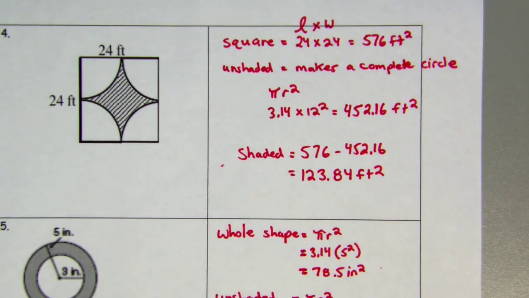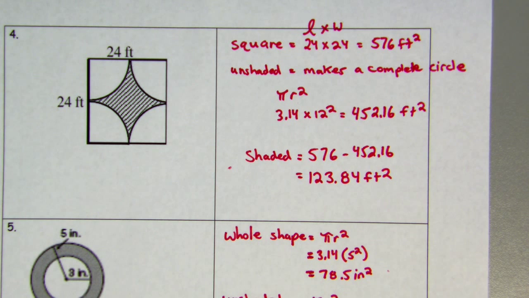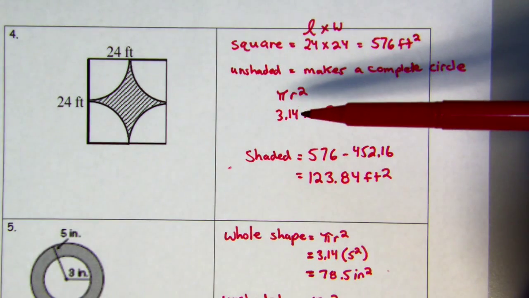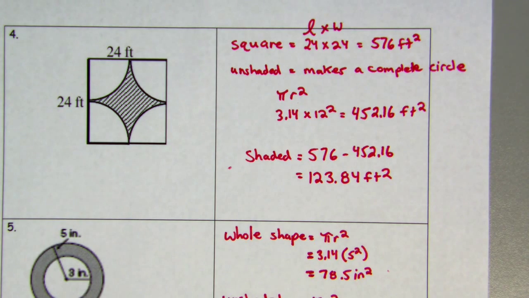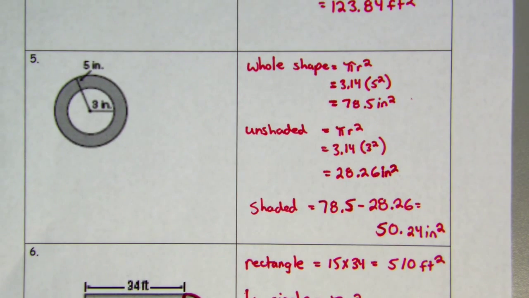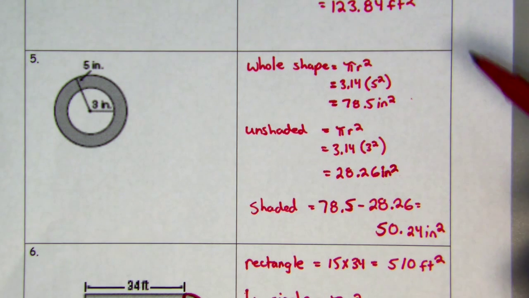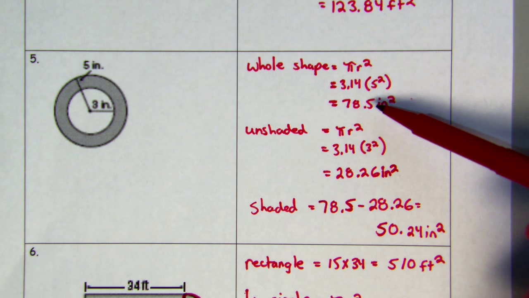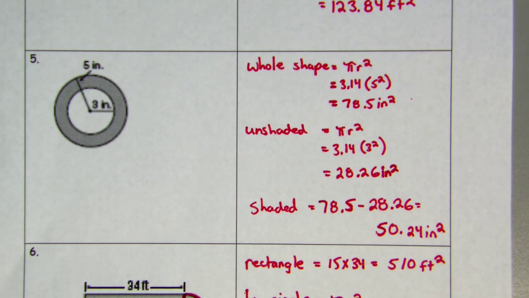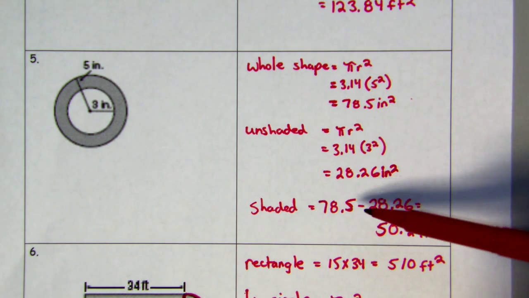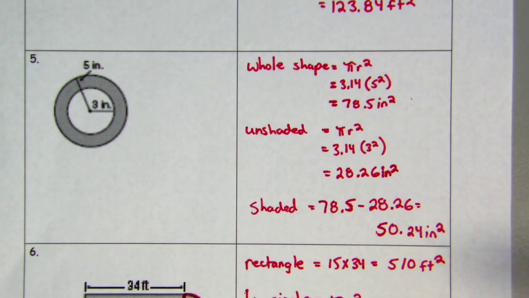Alright, number 4, you should have gotten for the square 576 square feet. And you should notice that the unshaded area, if you put those 4 together, should make a circle, giving you 452.16. Subtract them and you would get 123.84 square feet. Number 5, you would find the whole shape, the area of it, and you get 78.5. The unshaded portion then is 28.26. And then if I subtract those 2 to find just the shaded, I would get an answer of 50.24 inches squared.